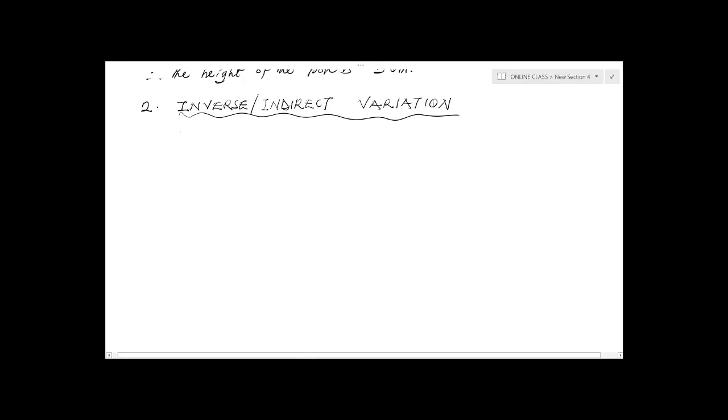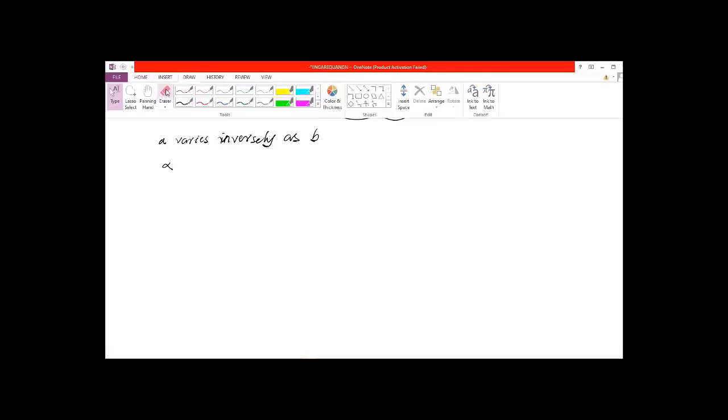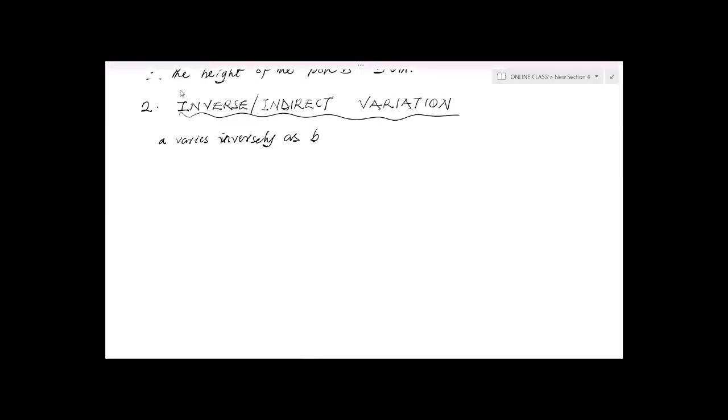Now, what's the meaning of this? Example of this is that we say that A varies inversely as B. When they write this, A varies, you put one on top, then B down. That means it is inversely.